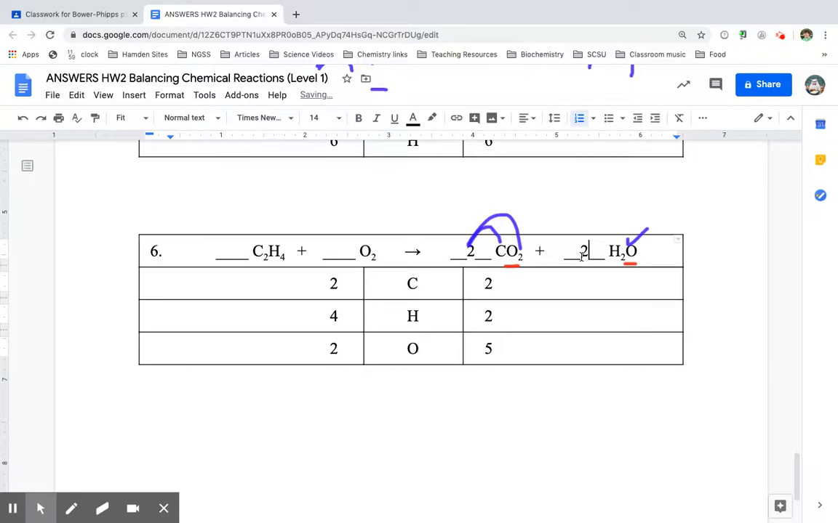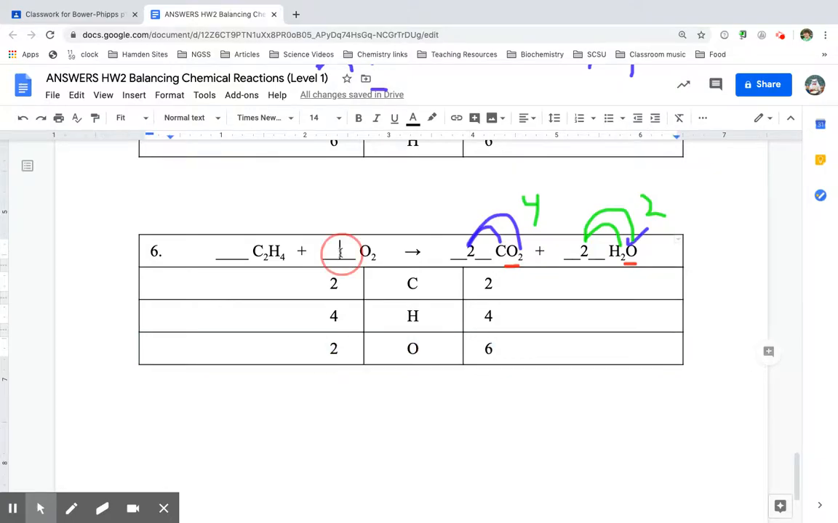So 2 times 2, I'm going to put a 2 there to change my hydrogens to 4 because 2 times 2 gives me 4. But I also have to multiply it by the oxygens. 2 times 1 gives me 2 here, plus 2 times 2 gives me 4 here. So when I'm counting them up, I have 4 plus 2. Always retotal. 4 plus 2 equals 6. All right, carbons match, hydrogens match. Now for the oxygens. I have 6.